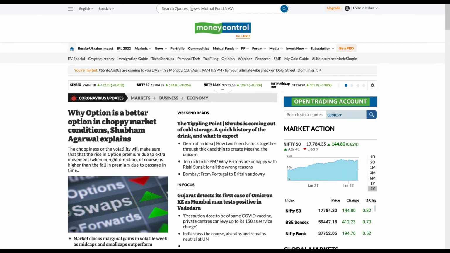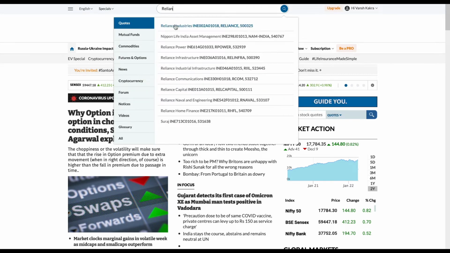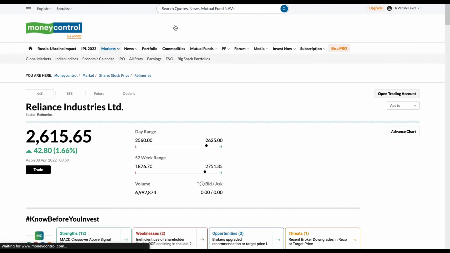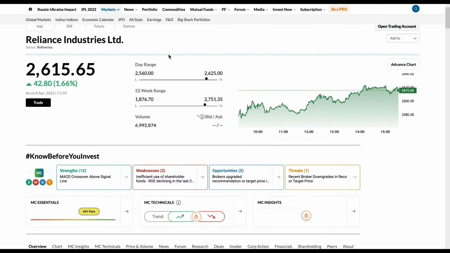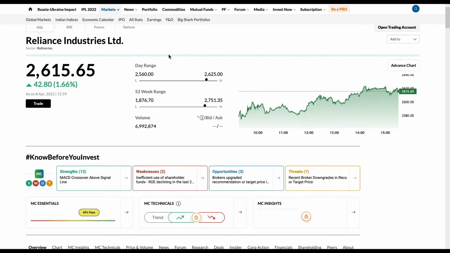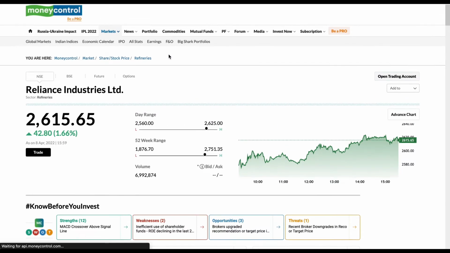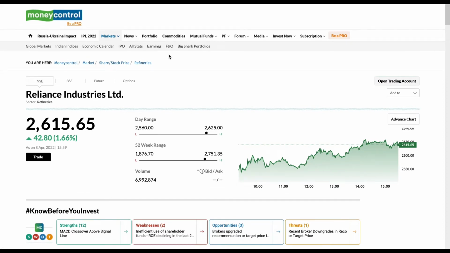So now, as we're done with the home page, let's move on to a specific company. For educational purposes, we are choosing Reliance Industries. This is not an advertisement or a recommendation to invest in this company. So as we search for Reliance Industries in the search bar, the first thing that pops up is the stock market price. So here is the current market price that is being traded in the market.